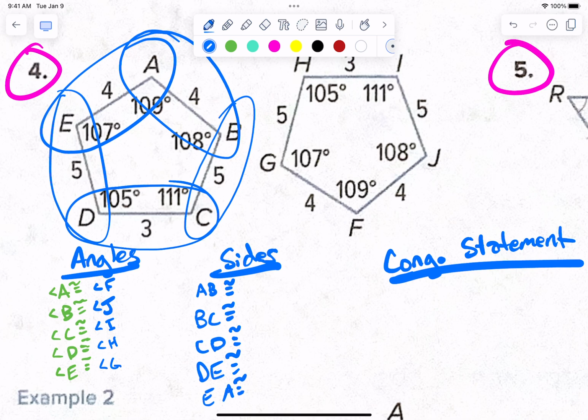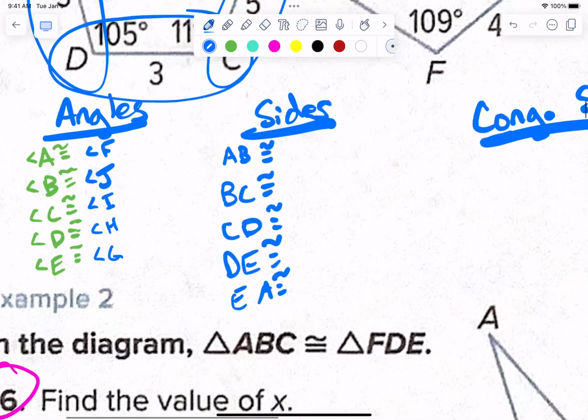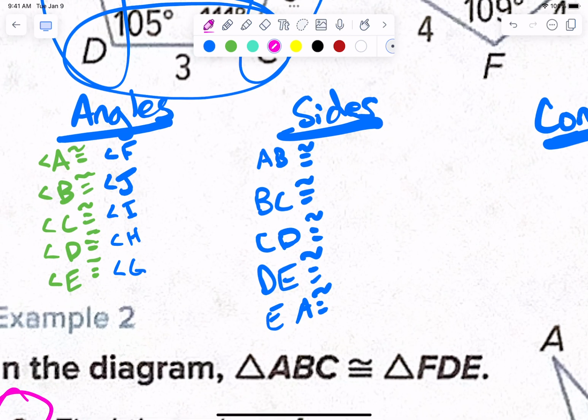Okay. Do you guys cheat? Yes. I didn't even look at the other diagram. That's against my moral values. Sure.